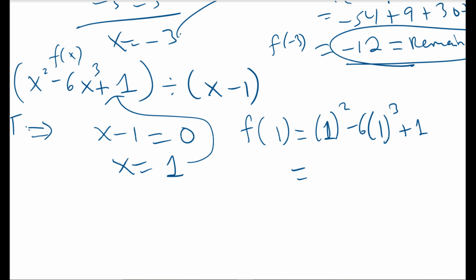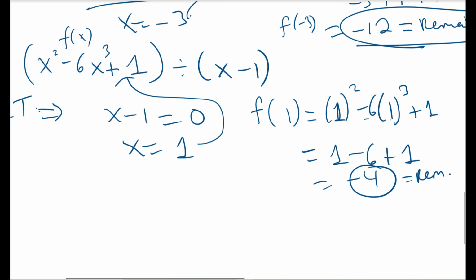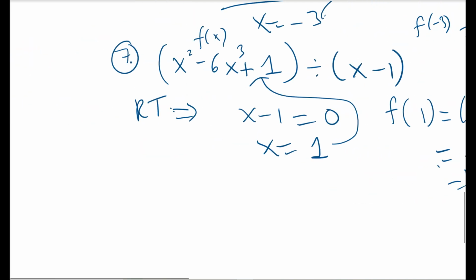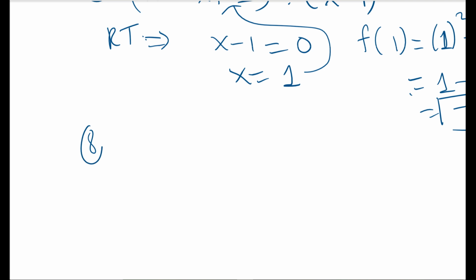All right, so now we got to do 1. 1 squared is 1. 1 cubed is 1. 6 times 1 is 6. And so here you have negative 4 for your remainder. All right, that's all there is to it. All right, let's look at the next one.